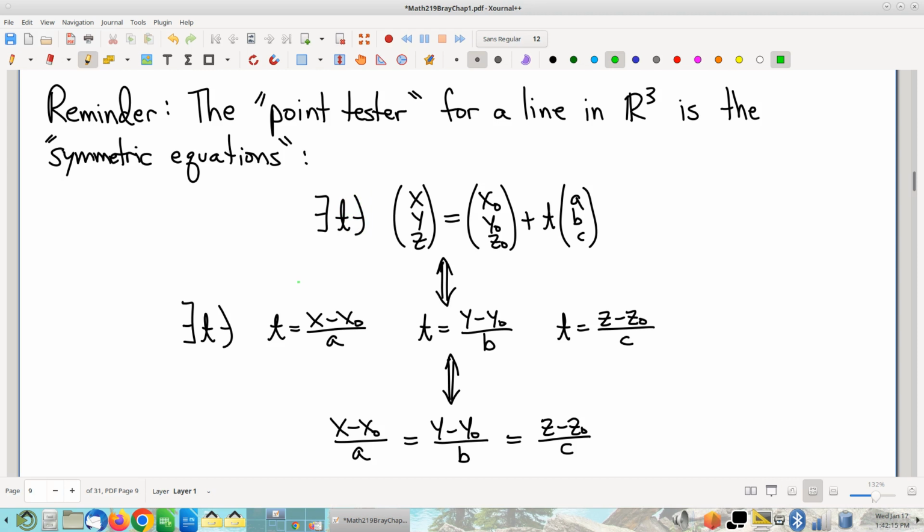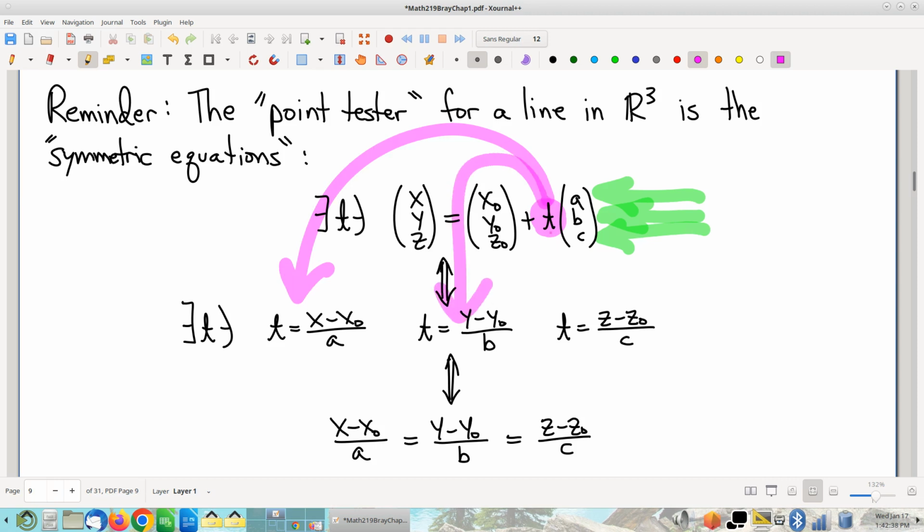Here's the key idea. The key idea is to recall that this is actually three separate equations. It's a vector equation. That means that each of the corresponding coordinate equations must be true. In each of these three equations, solve for t. Easy little bit of algebra. If you solve for t in the first equation, you get this. Second equation, you get that. Third equation, you get that.